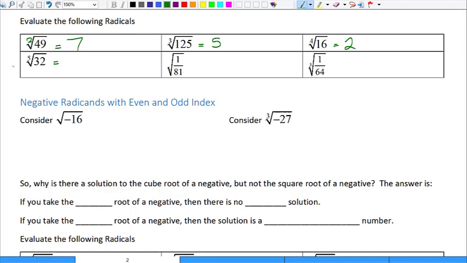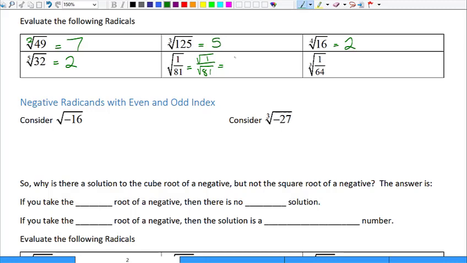The next one, the fifth root of 32, that's 2, because 2 times 2 times 2 times 2 times 2 is 32. The next one looks really hard. It's like a fraction. You're like, oh no, I can't do it. It's not that bad. If you just break it up into the top, the square root of the top over the square root of the bottom.